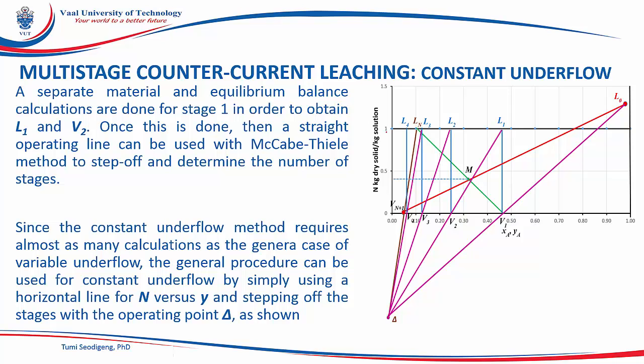That's why we started with the more difficult one, which is the variable underflow, because there you have a curved N versus y, which becomes a little bit difficult. Here, as you can see, the calculation and the stepping off is exactly the same, so there's not much difference. This will conclude our lecture for this lesson on leaching.